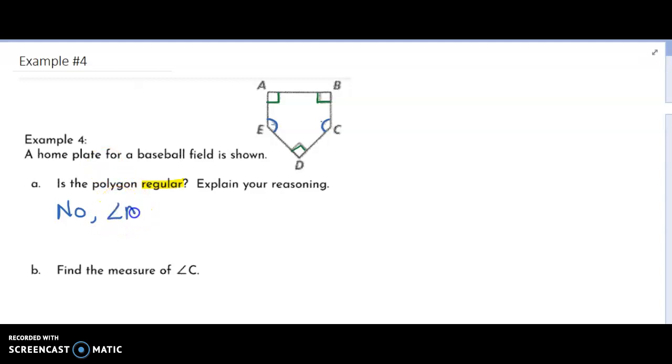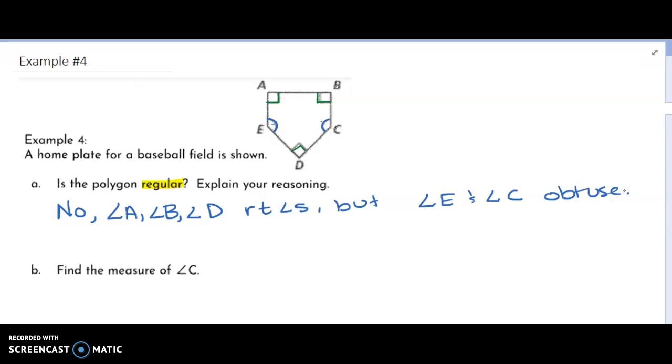I can say angle A, angle B, and angle D are right angles, but angle E and angle C are obtuse. So I'm going to put also not all angles congruent. That is why it can't be a regular polygon.